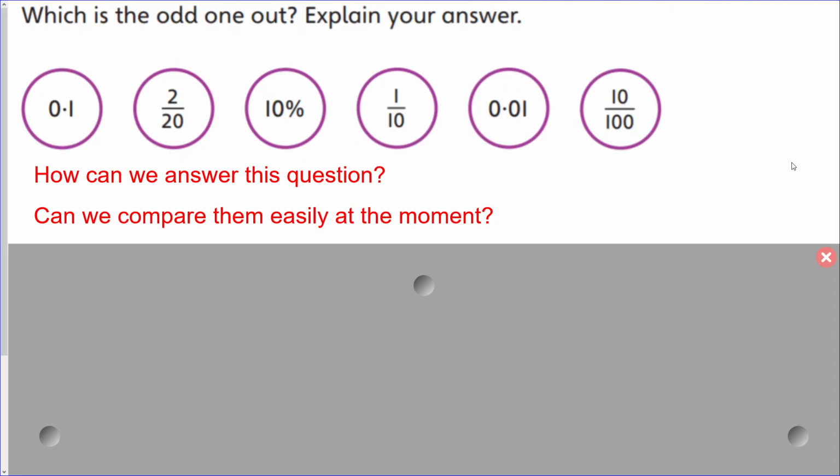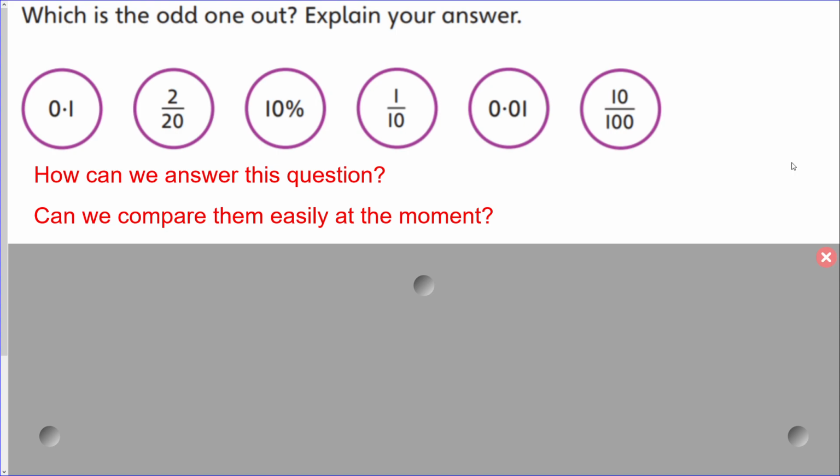So the question here, and remember, it's all linked to equivalences, but the question here is, which is the odd one out? And you've got to explain the answer. So how can we answer this question, and can we compare all of these easily at the moment? Now, some people say yes, we can compare them straight away, very simply, and some people can do that straight away. However, some people might find it very difficult, because there's a lot of random numbers up there, some fractions, some decimals, some percentages, so it makes it quite tricky here.